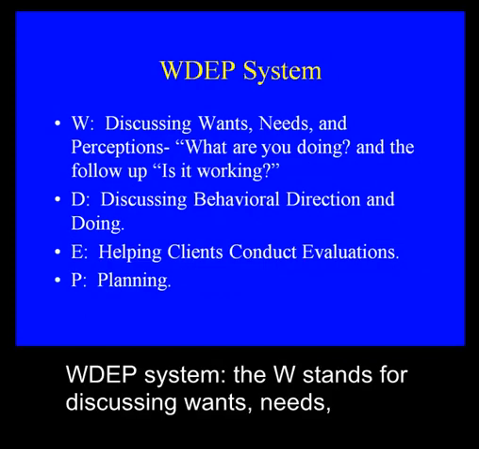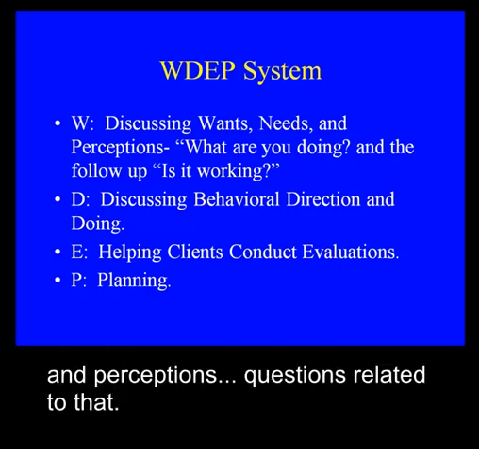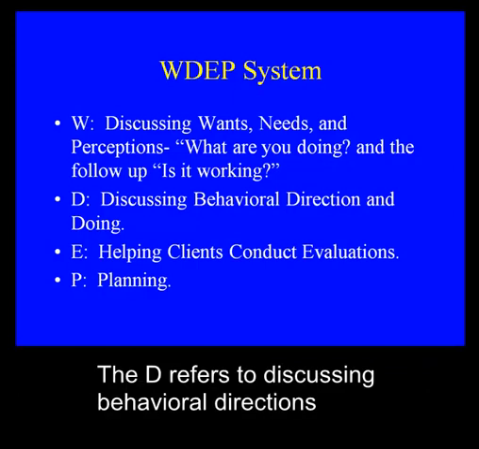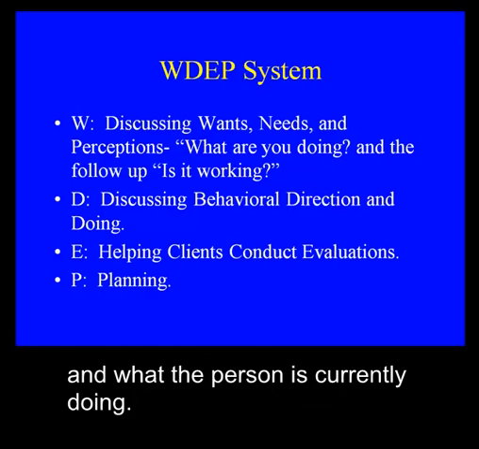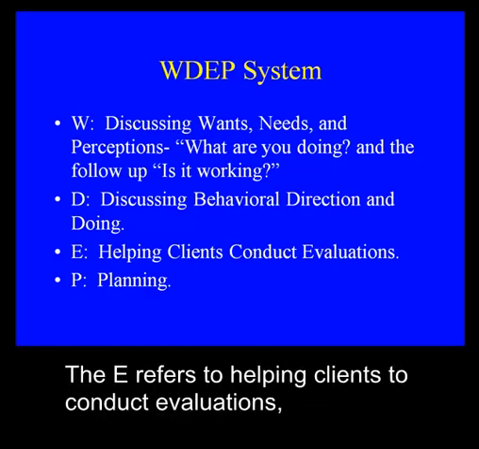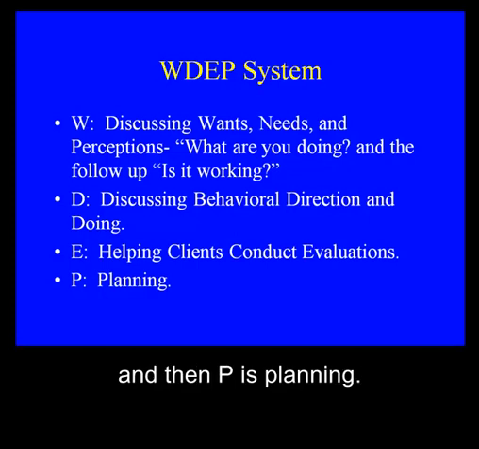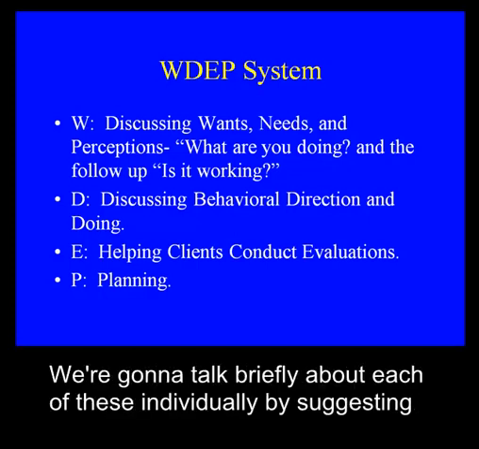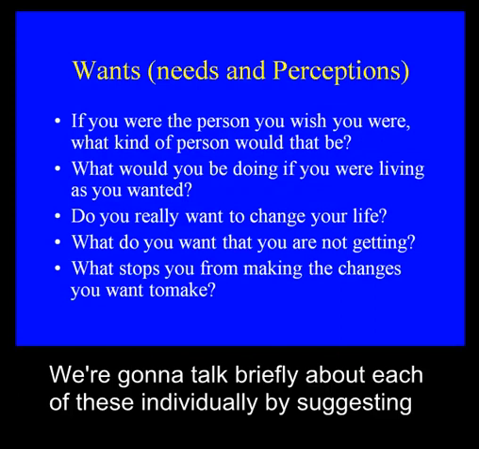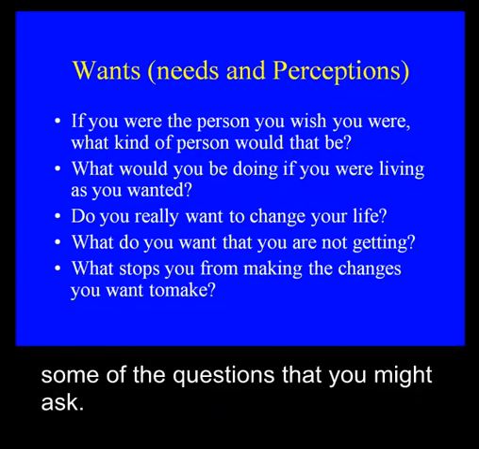The WDEP system, the W stands for discussing wants, needs, and perceptions. Questions related to that. The D refers to discussing behavioral directions and what the person is currently doing. The E refers to helping clients to conduct evaluations, and then P is planning. We're going to talk briefly about each of these individually by suggesting some of the questions that you might ask.